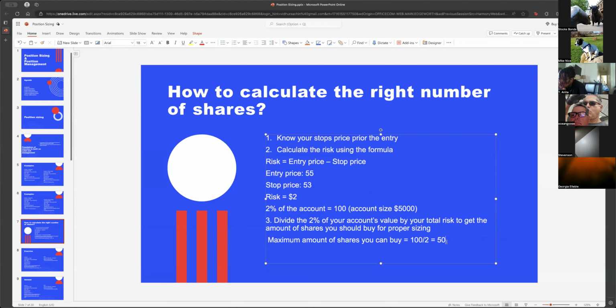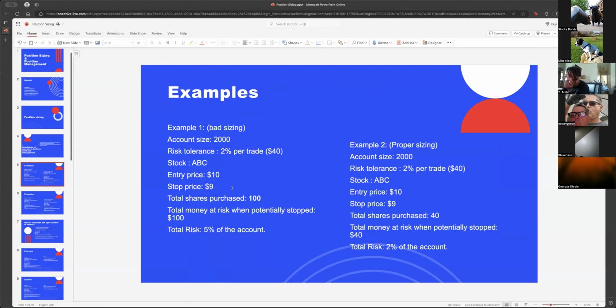It can be 45, no worries. It can be 30, no worries. It can be 25, no worries, but no more than 50. 50 is the maximum you should be going for. And how did we calculate this? Pretty simple. Take the value of 2% of your account and divide that by the risk. Risk is nothing but your entry price minus your stop price. And that is going to give you exactly the maximum amount of shares which you should be buying if you get stopped out.